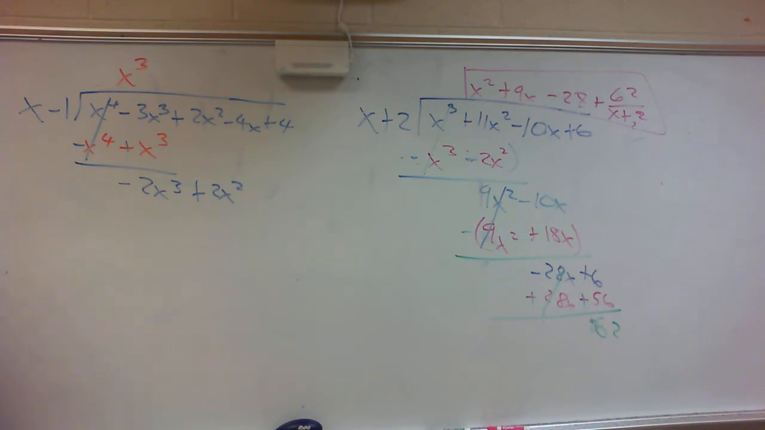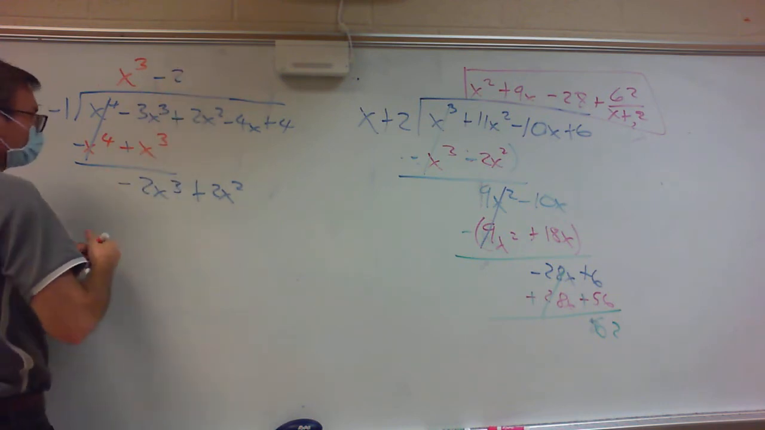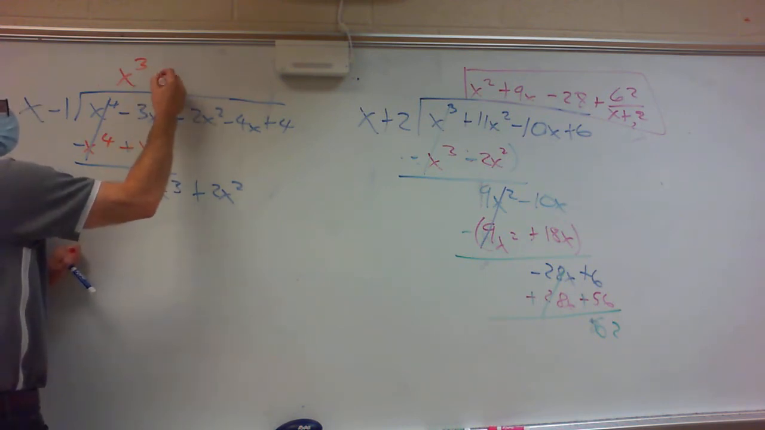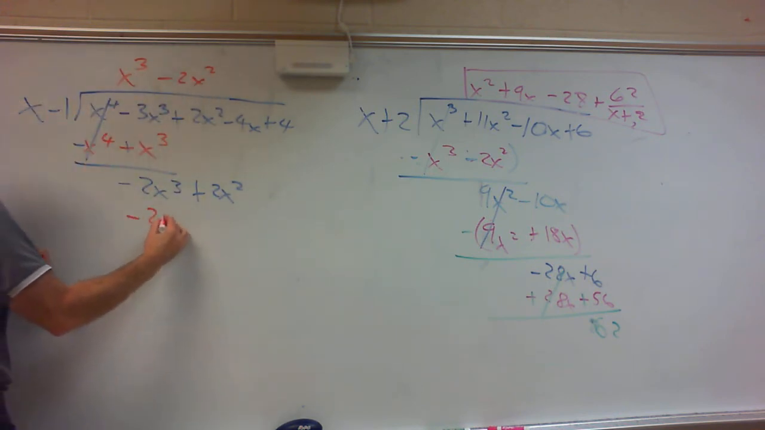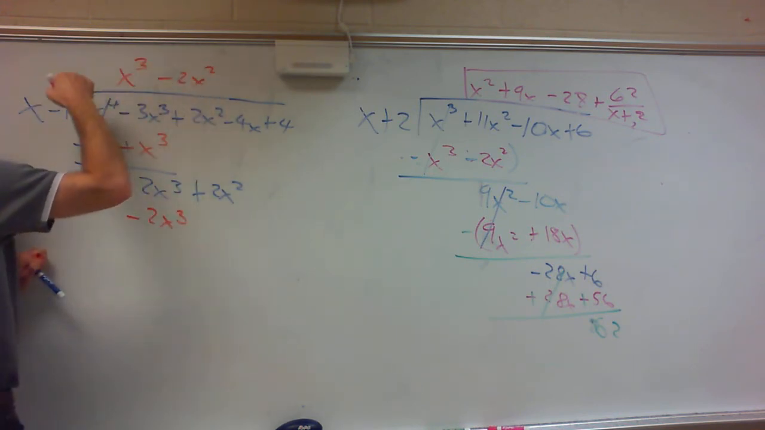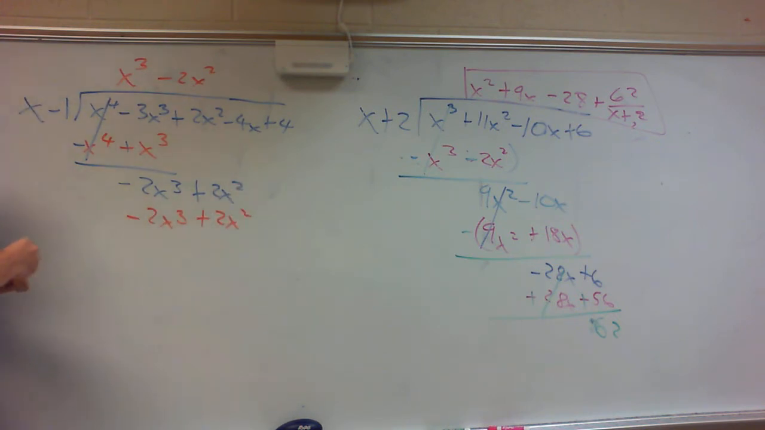Negative 2x squared. So now this times this gives me a negative 2x cubed. This times this gives me a plus 2x squared. And when we change the signs, oh, that's different. What happens? Everything cancels. Well, that's not what I was expecting, right? Because, you know, just kind of follow through.